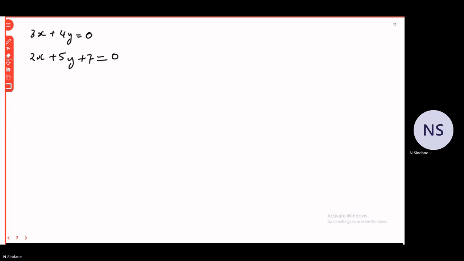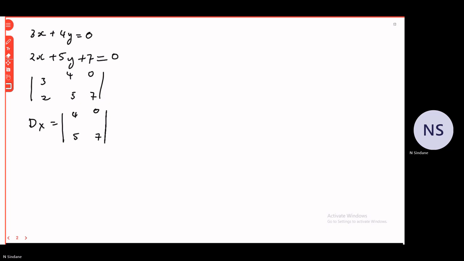In this case, it's easy because they already equated the two equations to 0, so we can go directly to rewriting it in terms of a matrix, which will be 3, 2, 4, 5, and 0, 7. When I want to calculate dx, this part is out, and I'm going to have 4, 5, 0, and 7.